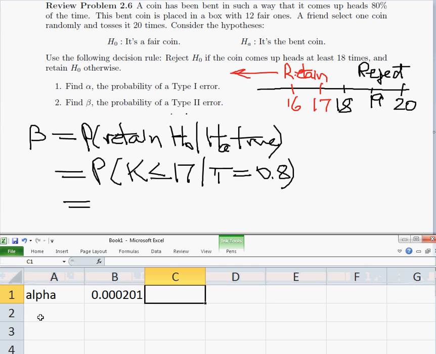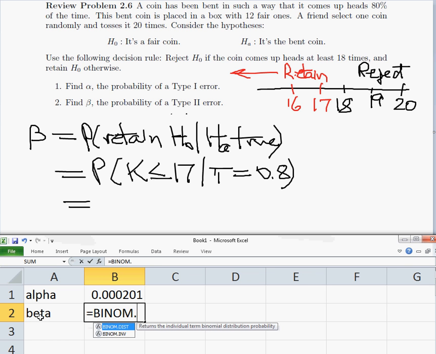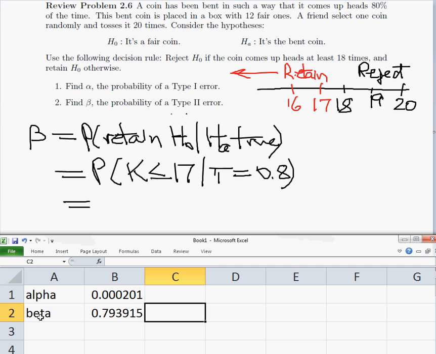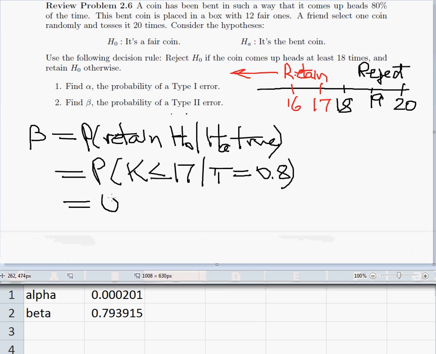Okay, now this we can directly compute without this 1 minus business because it's already a less than or equal sign. So BINOM.DIST, we have 17 successes, 20 trials, but this time the probability of success is assumed to be 0.8 as opposed to 0.5. So the difference between the previous computation and this one is that the pi value is 0.8 as opposed to 0.5. Once again, an analogous computation could be done using a TI calculator. And so we get 0.794. So there's a very high probability of making a type 2 error if the alternate is true.